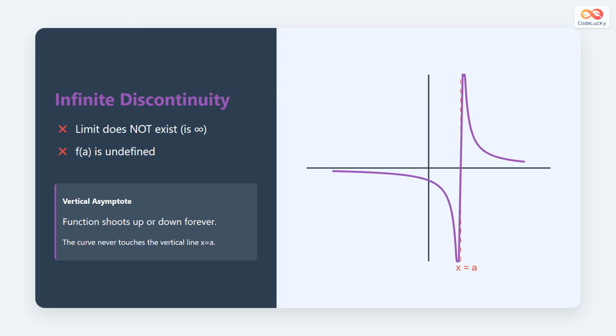Finally, we have an infinite discontinuity, often caused by a vertical asymptote. As x approaches a, the function shoots up towards positive infinity or down to negative infinity. It never settles on a value. Here, neither the limit nor the function value exists.